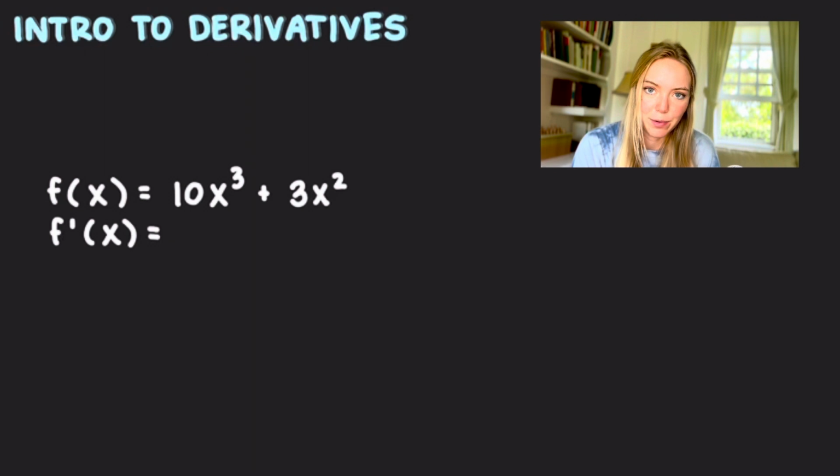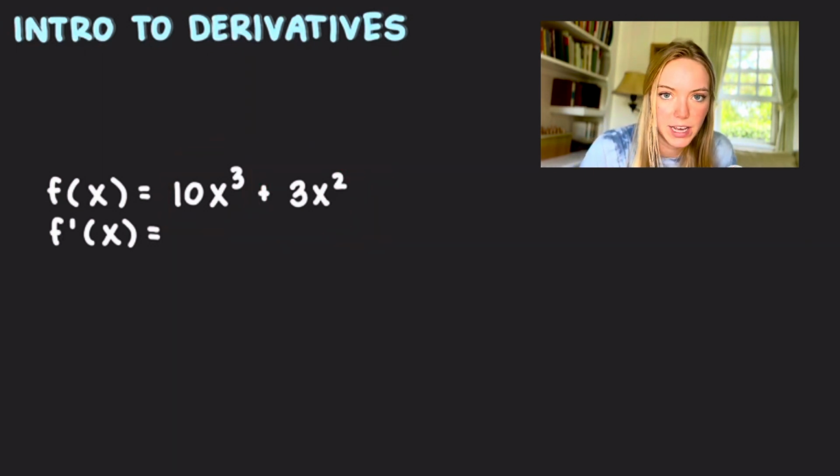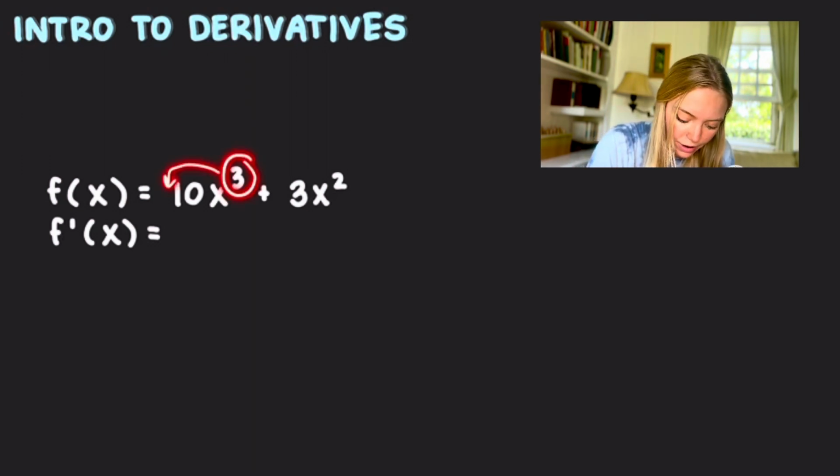Let's try another example. So you notice that there are 2 different things being added together. You just take the derivatives separately and then add them together. We take this 3 out in front, so it's going to be 3 times 10, which is 30.